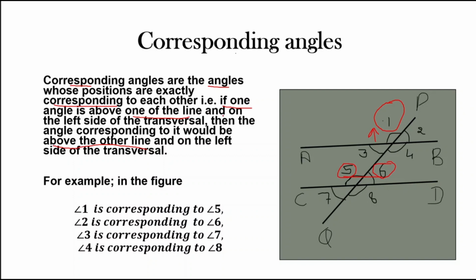So now look at the second condition. The second condition says, if one of them is on the left side of the transversal, then the other has to be on the left side of the transversal. Like one is on the left side, on this side of the transversal, then the angle corresponding to 1 has to be on this side of the transversal. That's why angle 1 is corresponding to angle 5. I hope it's clear.